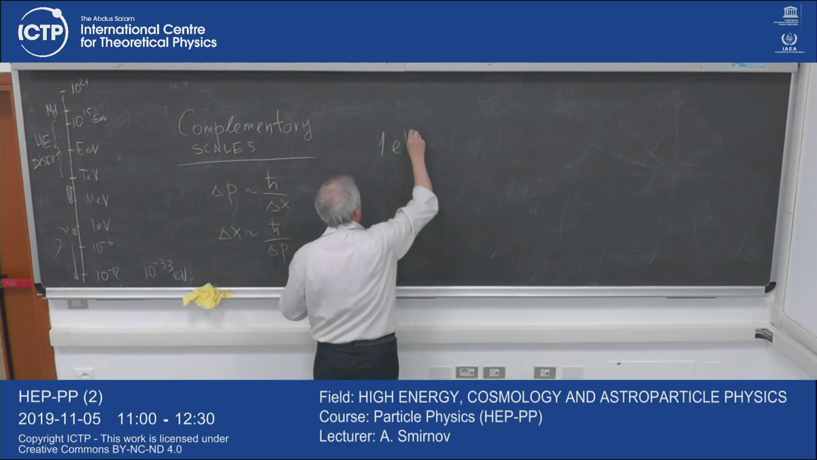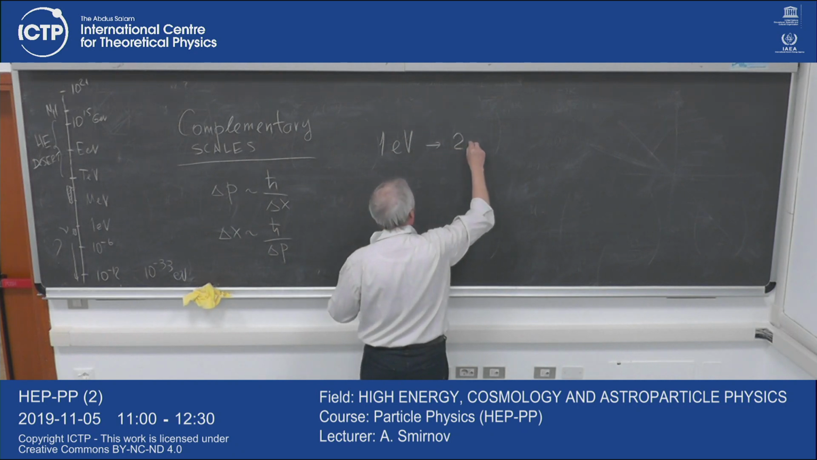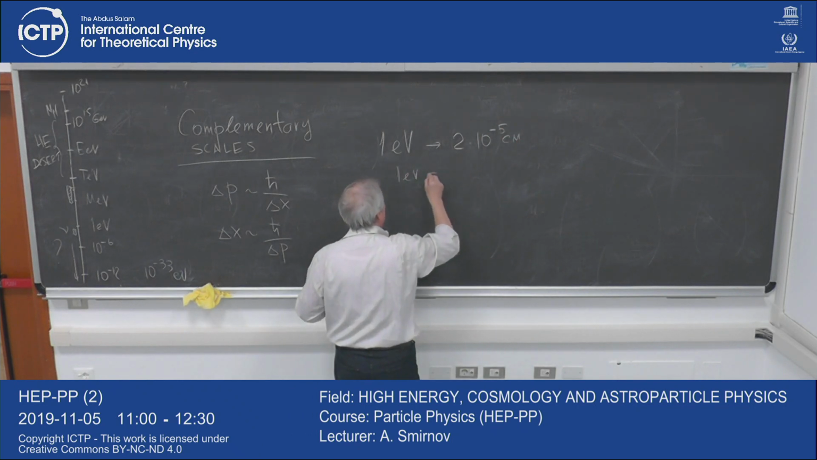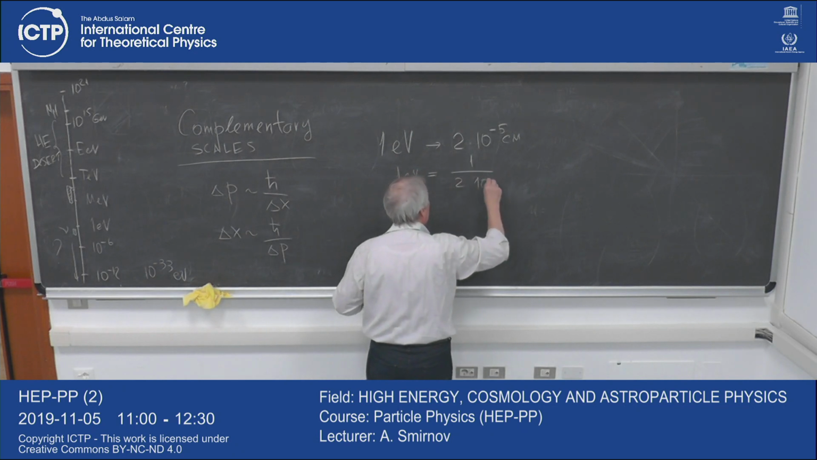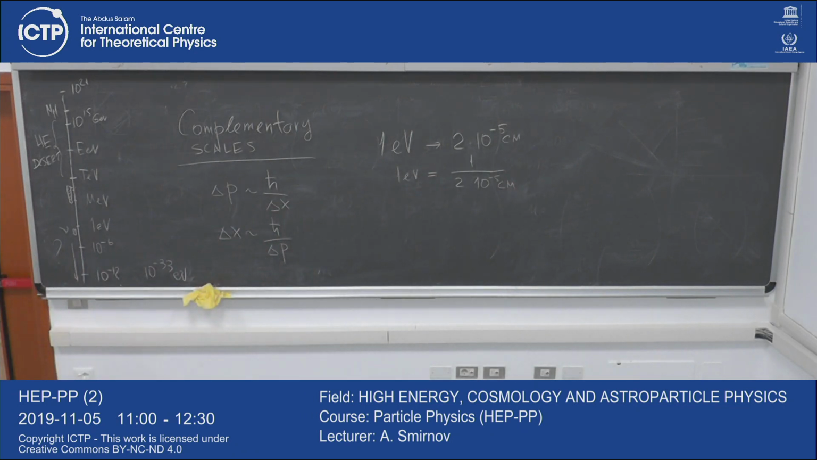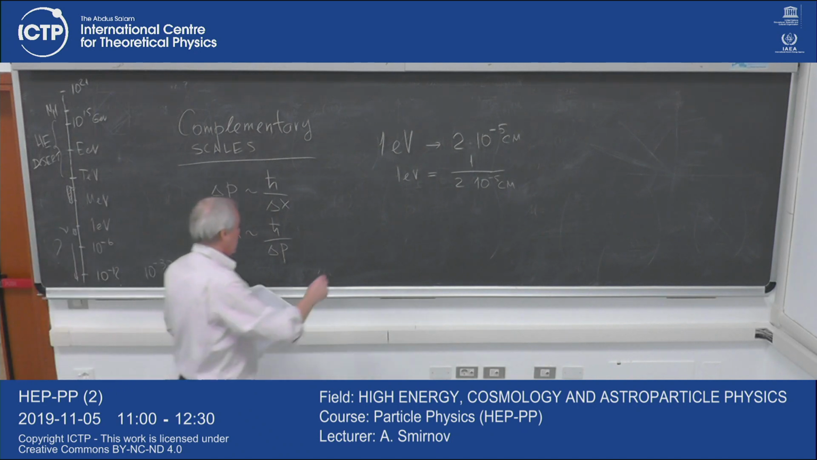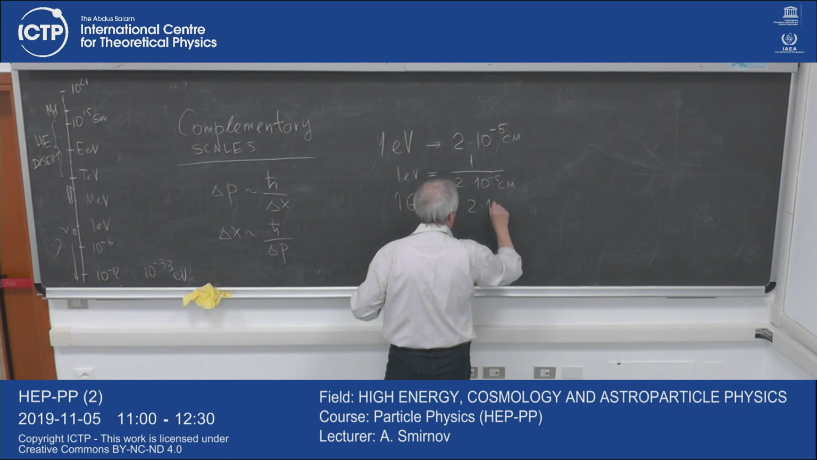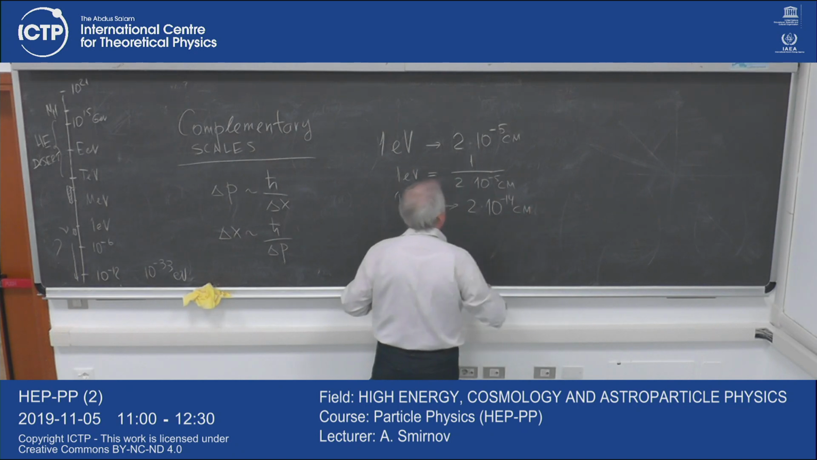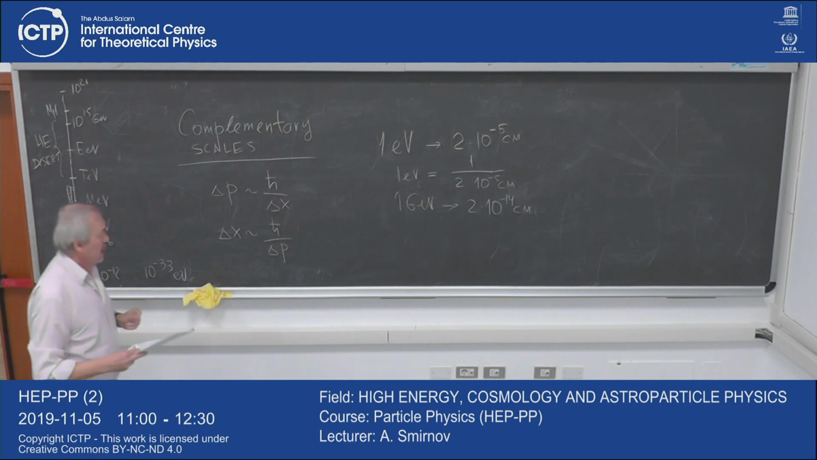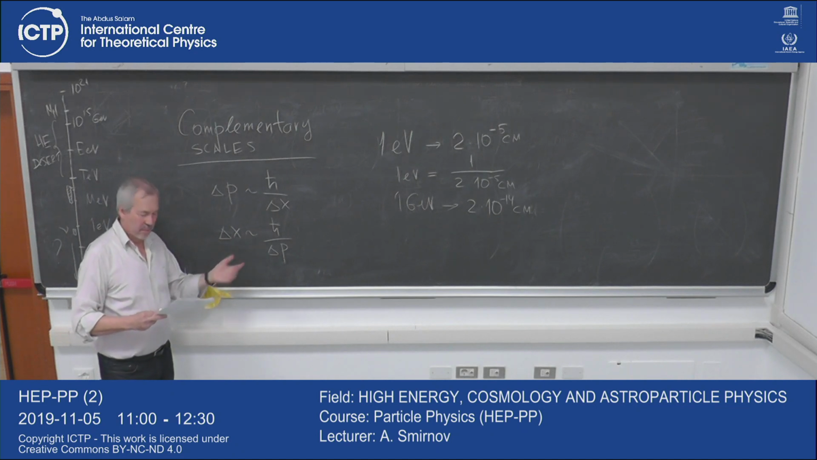1 electron volt actually corresponds to 2 times 10 to the minus 5 centimeters. So 1 electron volt equals 1 over 2 times 10 to the minus 5 centimeters. And we will have some exercises to play with these units. Now, 1 GeV corresponds to 2 times 10 to the minus 14 centimeters. It's the inverse of 2 times 10 to the minus 14. And in fact, this kind of complementarity has a deep physical sense. Again, it is already related, you see here, with the uncertainty principle.